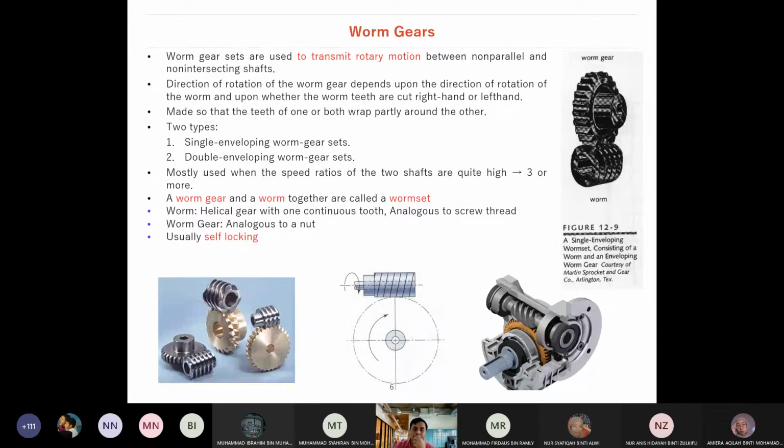Worm gears. So why do we call them worm gears? A worm gear is simple. It has continuous teeth, shaped like a screw, and it interacts with another set of gears, a normal one. That's why we call it a worm gear. These gears are usually self-locking. Why? Because once you rotate the worm, it is one way only.